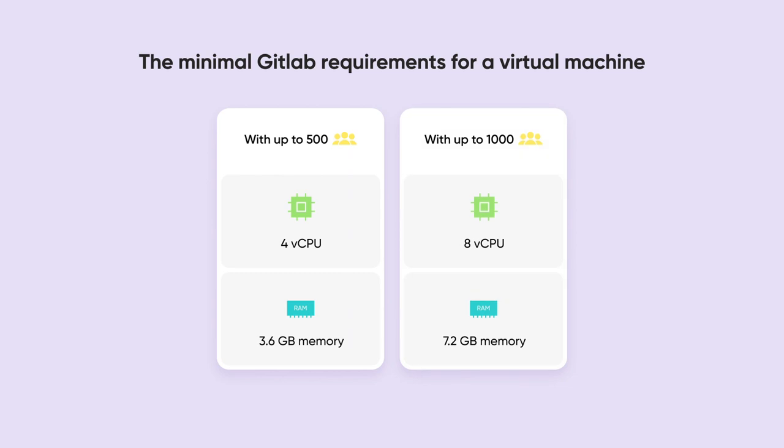The minimal GitLab requirements for a virtual machine with up to 500 users are 4 vCPU and 3.6 GB memory. With up to 1,000 users, 8 vCPU and 7.2 GB memory. Additionally, GitLab recommends adding 2 GB of swap space. My advice is to choose a machine with a minimum of 8 GB of memory and 4 GB of swap space. Based on our experience, this will guarantee continuous administration because during the reconfiguration process, the system will be working at maximum capacity and could stop the whole process.